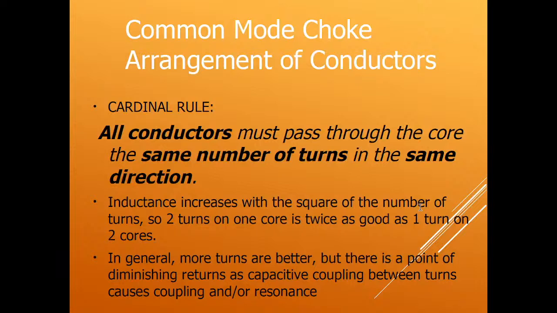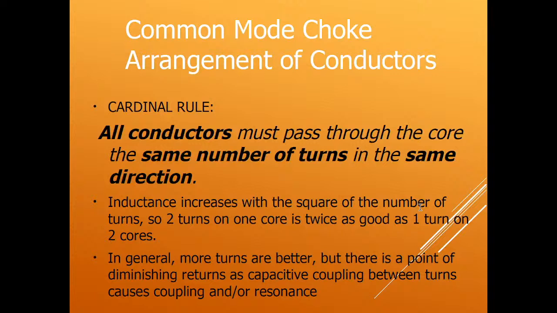And so I always reply and I say, the cardinal rule, all the conductors must go through the core for the same number of turns in the same direction. If they're going in opposite directions, then that common mode current is going to cancel just as if it was differential mode and the core's not even there. If there's an extra turn on one than there is on the other, you might have enough choking impedance on the one that has the extra turn, but not enough on the one that missed a turn. So that's the cardinal rule.